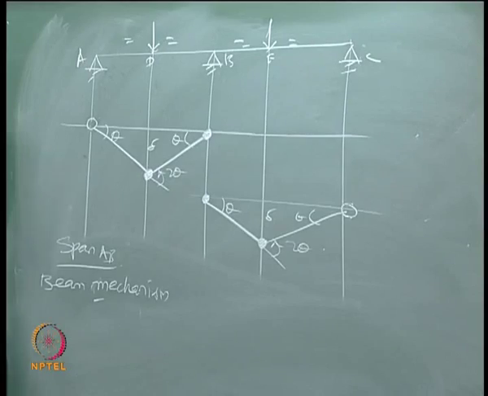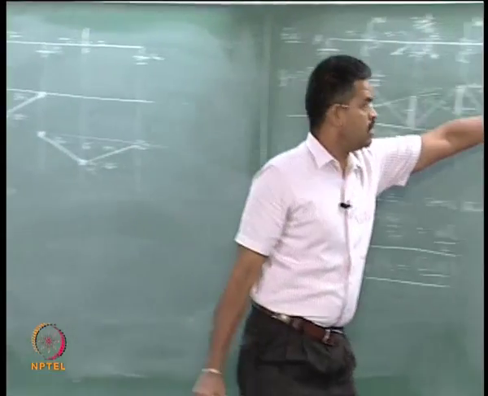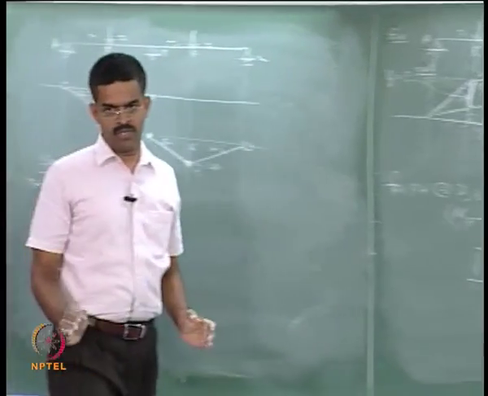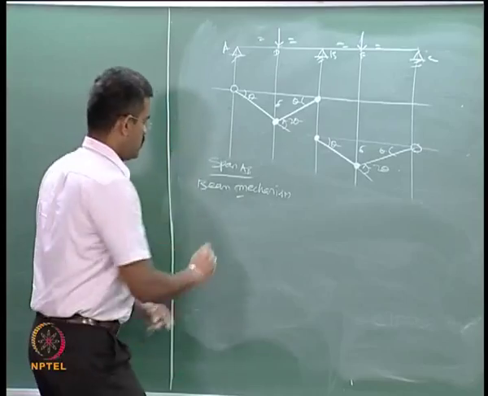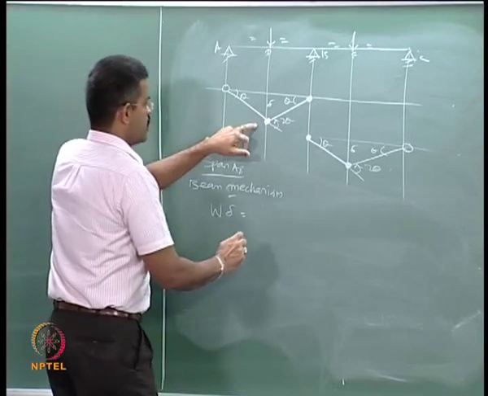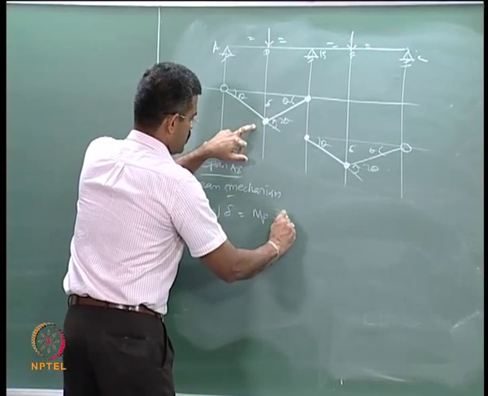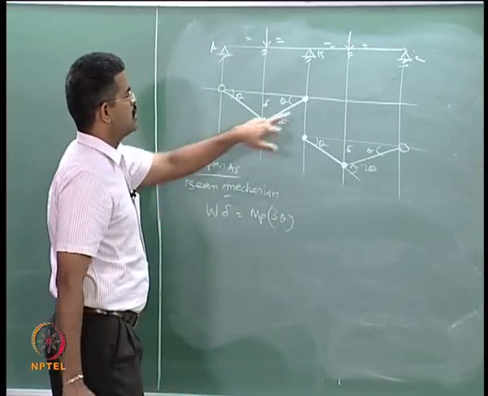How many hinges are required? You require 2 hinges, is it not? So, you get 2 hinges here. It is a complete collapse, it is not a partial collapse. Okay. So, W into delta is going to be equal to MP into 3 theta, is that okay? 2 theta here and 1 theta here.